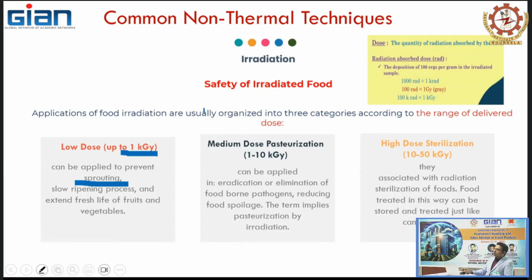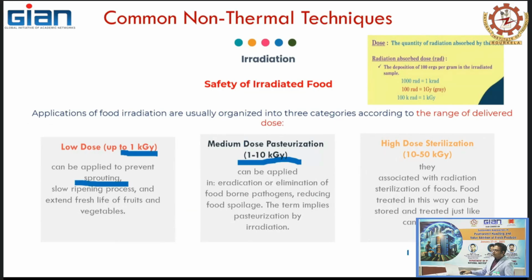Then 1 to 10 kilogray is the medium dose, like pasteurization, eliminating some pathogens, that is foodborne pathogens, or indirectly helping to reduce food spoilage. It works in a similar way to pasteurization, so that's why this dose is called radurization or radicidation, like pasteurization. You do not consider heat treatment here, just the same purpose.